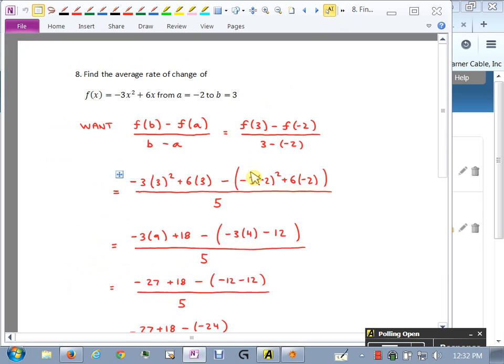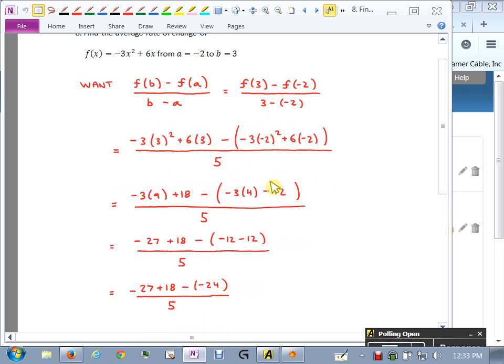Average rate of change. I will give you this formula. All right? Average rate of change is just a plug and chug problem. You plug in what B is, you plug in what A is into this function, you write down this ratio, and you evaluate it. Just again, be careful with all the signs.